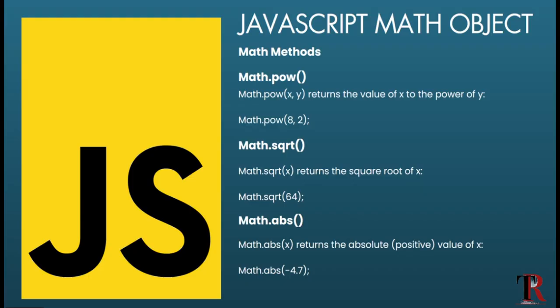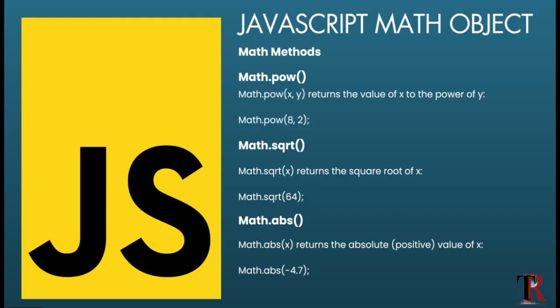So moving away from that, let's look at another method. I'm going to be looking at three different methods in this video. The first one is the math.power method, then the math.square root method and the math.absolute value method. Starting with the first one, the math.power method takes two arguments, you can see x and y. It returns the value of x to the power of y.